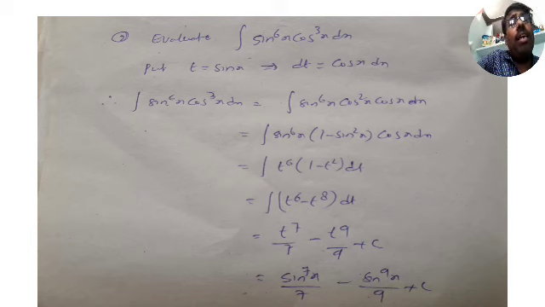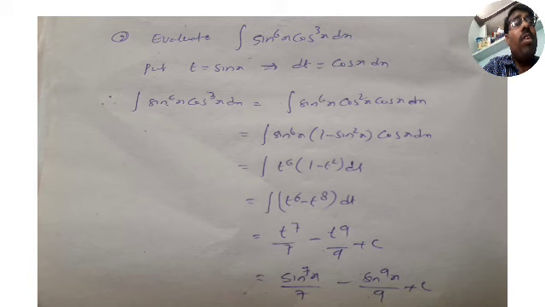Second problem: evaluate the integration of sin power 6x into cos power 3x. Sine power is 6, which is an even number. Cos power of 3 is an odd number.